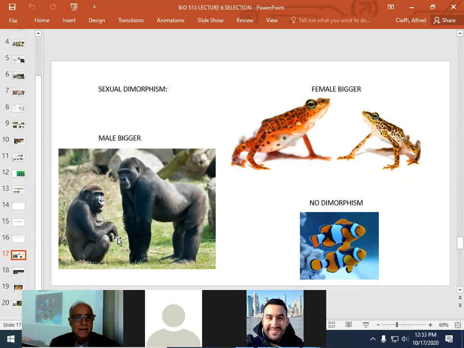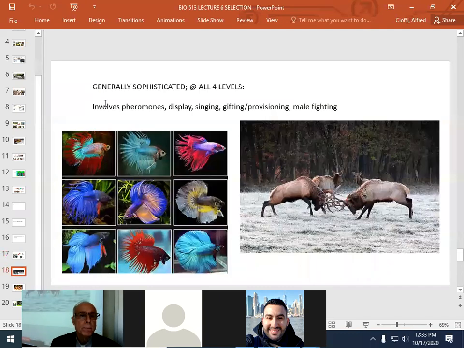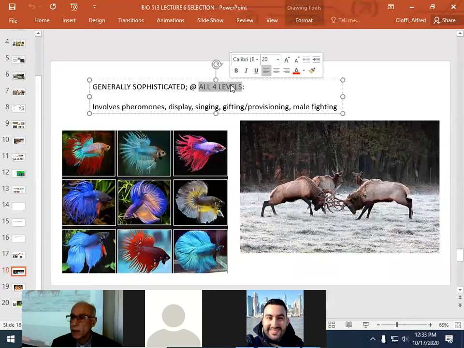Obviously, the female is selecting on the male size. But also males are competing against each other very aggressively so that they develop a bigger body. The whole issue of dimorphism is very sophisticated, and it happens really at all four levels that we talked about, the morphological, the physiological, the behavioral, and the biochemical.